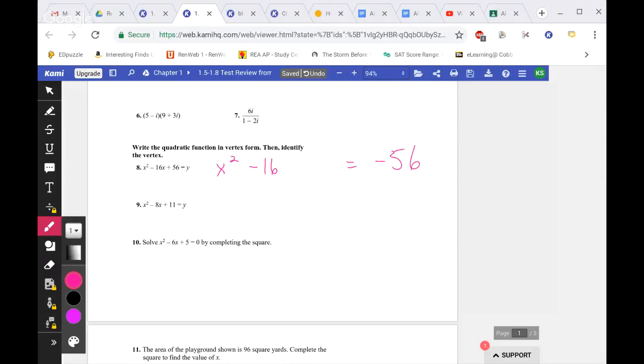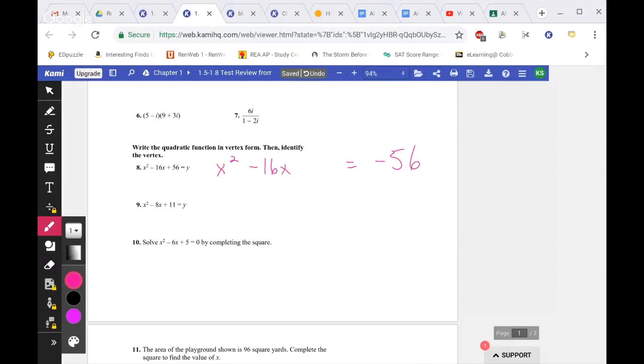Why do we subtract 56 from both sides? Because we're completing the square. In order to complete the square, you have to get the constant to the right side. That's different than the other things that you do. On the left side, we're trying to create a perfect square trinomial. So that's where we half it, square it, add it.